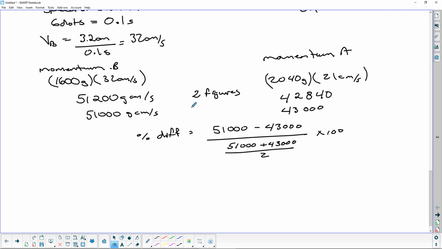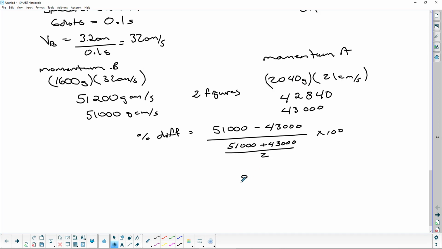Now, if you don't want to do significant figures and you just want to do the raw data and then round off at the end, that's okay too. But I'm thinking because of how we measure and how accurate we're going to be, 2 significant figures is probably good enough for our lab. So if we do our calculation here, 51,000 plus 43,000 divided by 2. Okay, that gives us an average of 47,000.